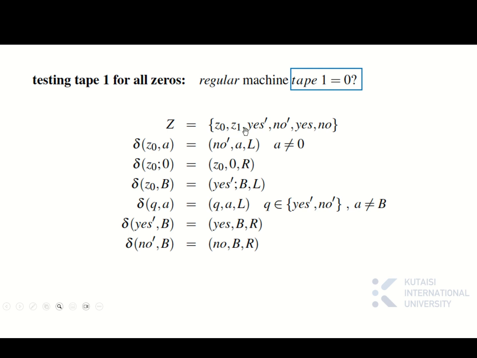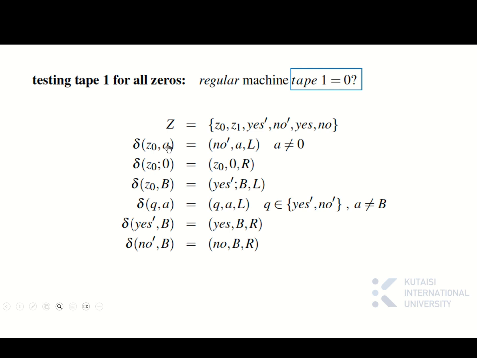But I want to do it regularly, meaning when I check it, I have to go back to the beginning. Hence, I need more states. So I have 1, 2, 3, 4, 5, 6 states: Z0, Z1, yes prime, no prime, yes, no. These are just the names of my states. So how do I do it? I start in Z0 and I'm reading A.